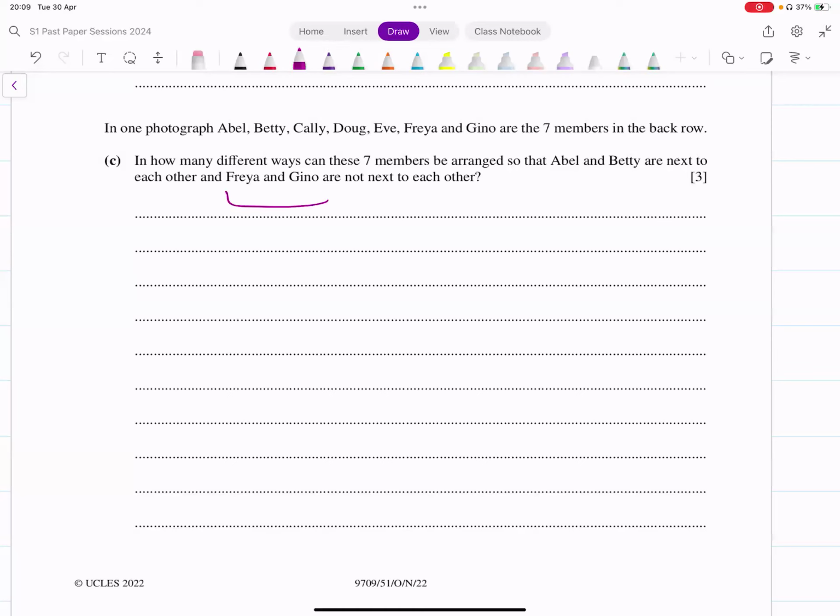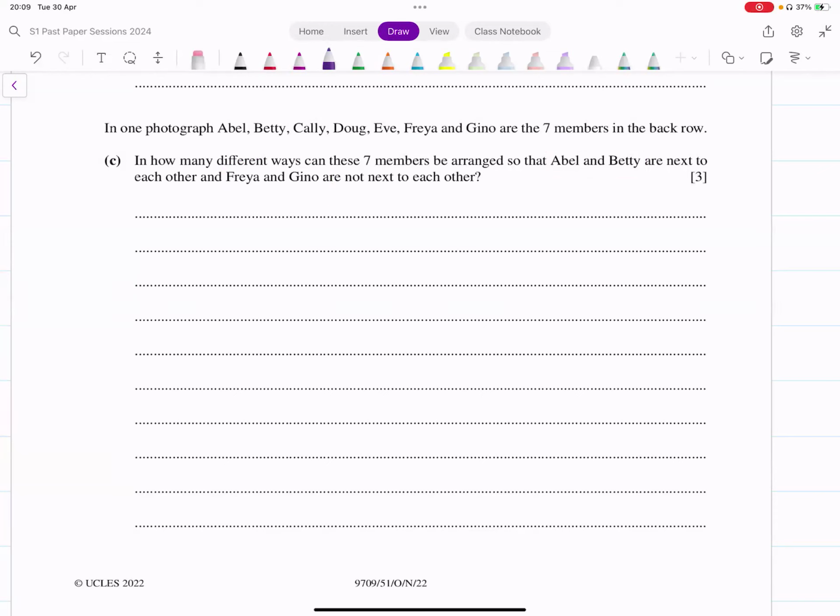Now, since two people have to be separated, we could use any of those methods here. We could find the total number of arrangements and then subtract from that the cases where these two are together. Or we could use the dashes and stars method, keeping in mind that A and B have to be together. Okay, they have to be together. That means A and B have to be put in one box. Now, dashes and stars method is going to be easier here.